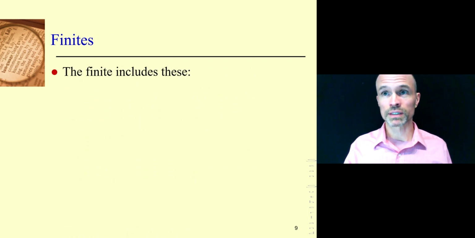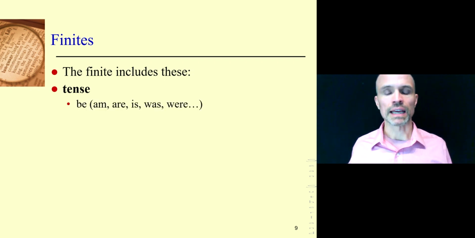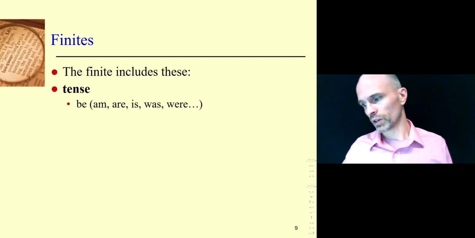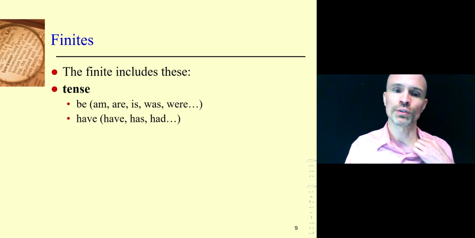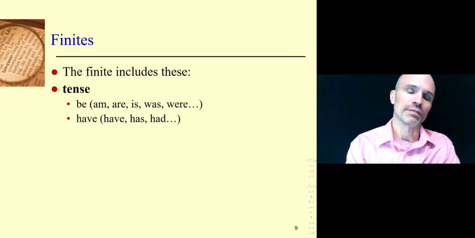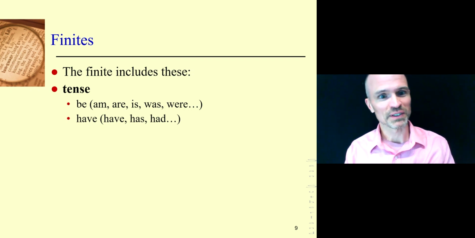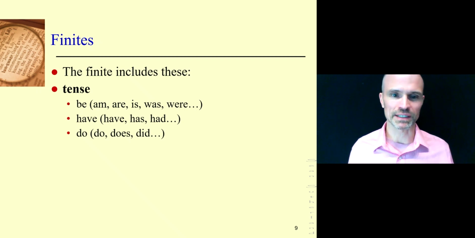The types of words then that are finite are the words that show tense, right? Words like be in any of its forms: I am walking, I was walking, they are going, they were going. Have does this too: I have seen, I had seen. Can you think of the other one that does this? Do, right? I do play tennis, I did play tennis. These show the tense, past or present.